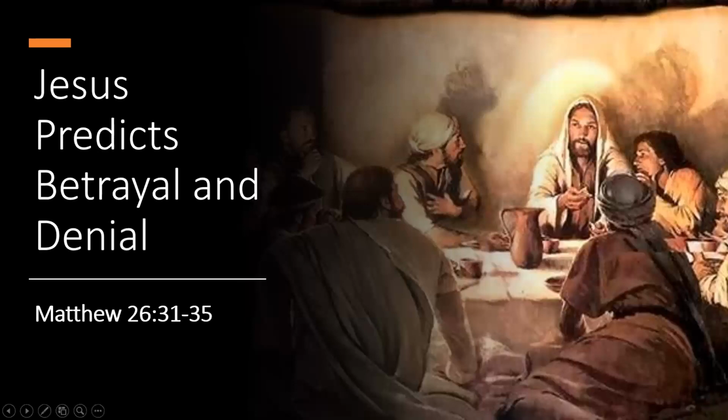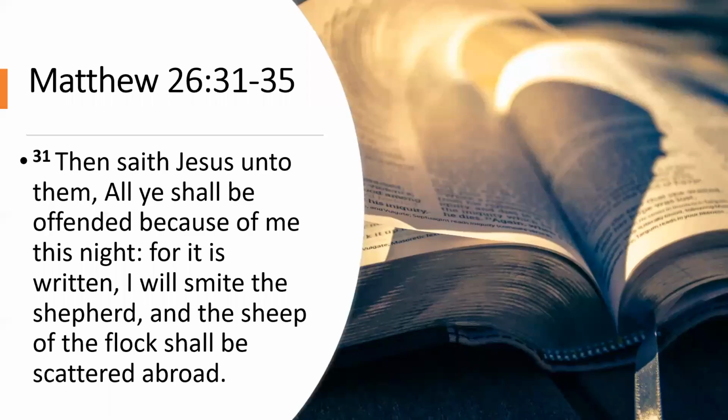All right, go ahead, Tia. Can you read the first slide? Jesus predicts betrayal and denial, Matthew 26, verse 31 to 35. Very good. So this is how it's going to go. You're going to read the first verse, he's going to read the next one, and so on. Go ahead, Tia.